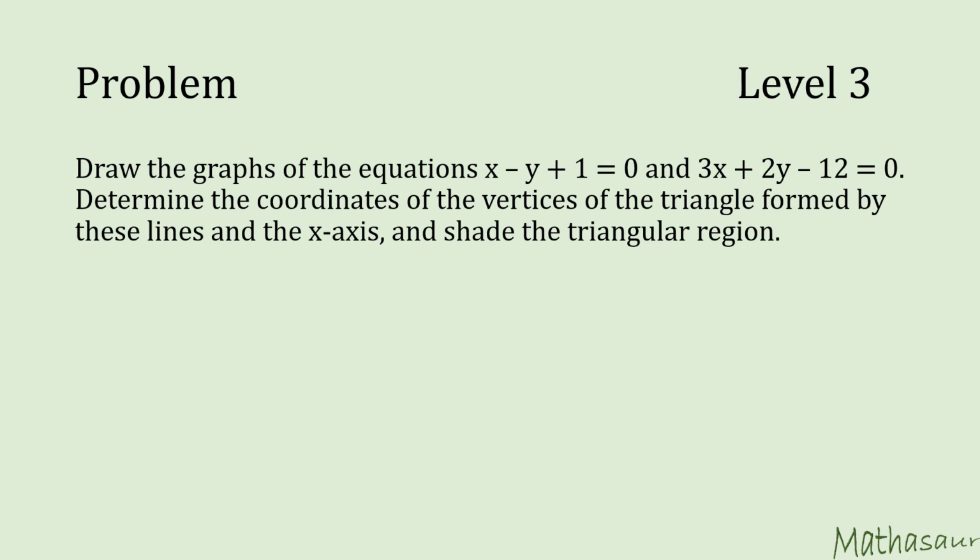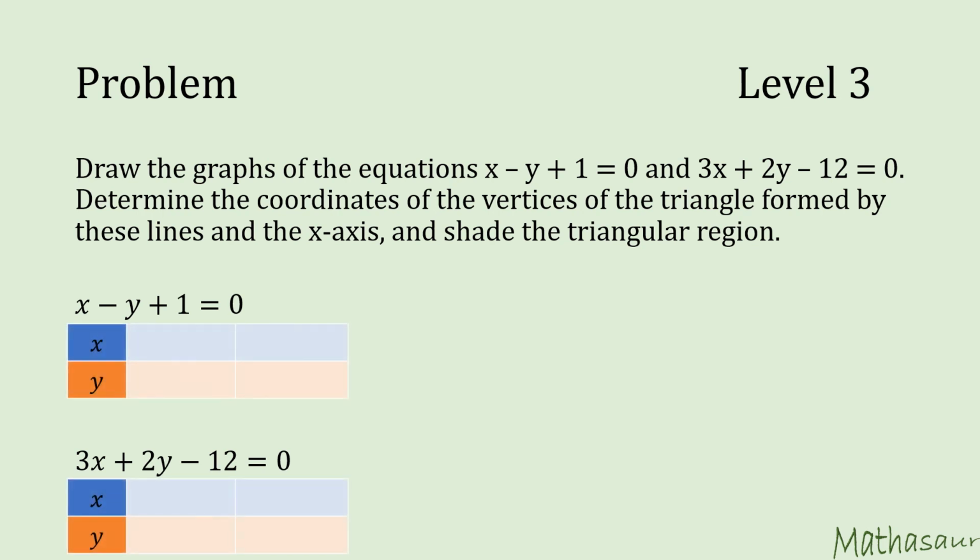Let us look at another problem. Draw the graphs of the equations x minus y plus 1 equals 0 and 3x plus 2y minus 12 equals 0. Determine the coordinates of the vertices of the triangle formed by these lines and the x-axis and shade the triangular region. So we are given two equations and we have to draw these graphs. So let us plot our tables with the xy coordinates. We can represent the y variable in terms of x for both the cases.